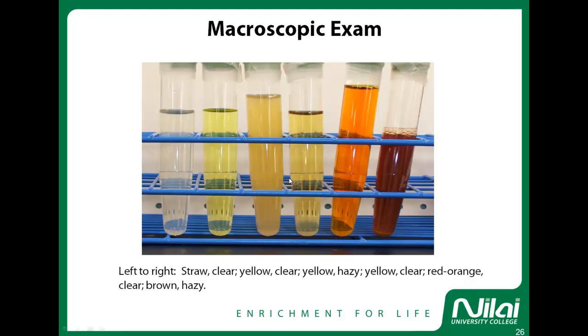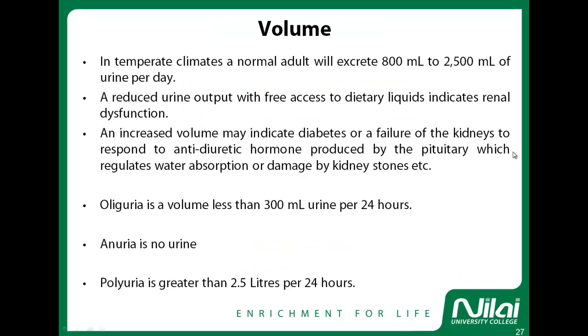From left to right: straw clear, yellow hazy, yellow clear, red orange, brown hazy. The volume: in temperate climates, a normal adult will excrete 1000 mL to 2500 mL of urine per day.